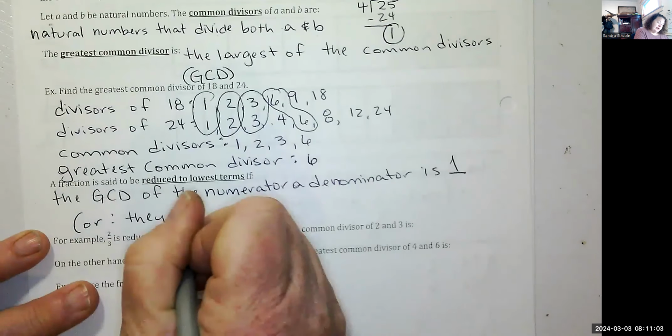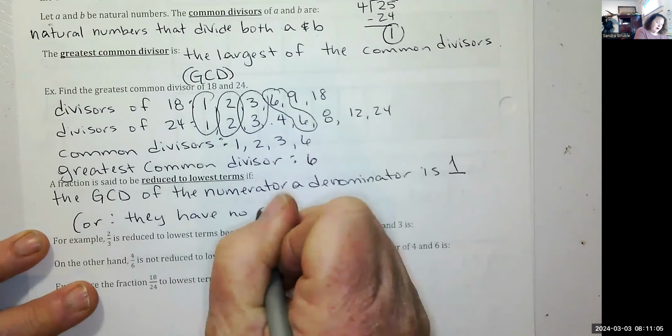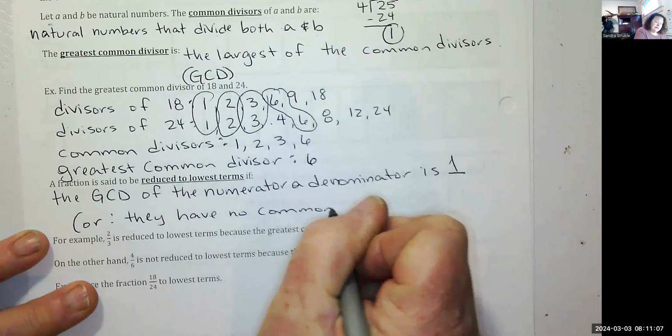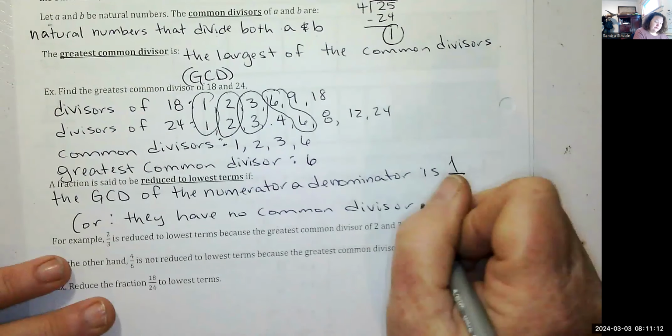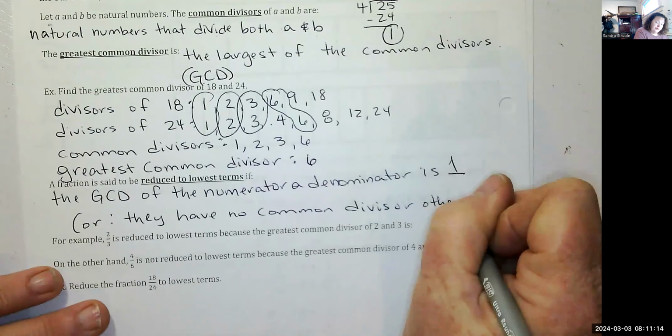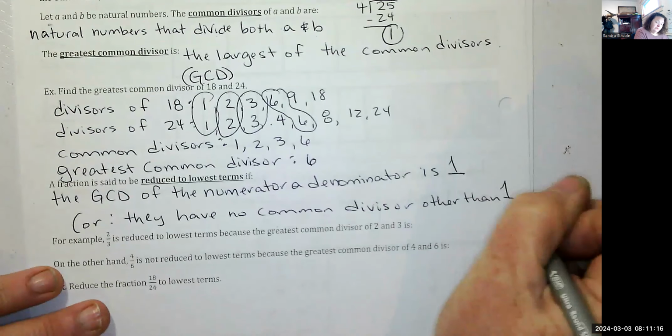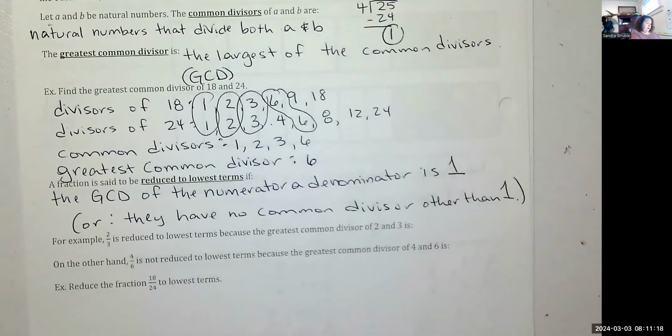Or they have no common divisor. Have no common divisor other than 1 and itself. Other than 1. All right. Let's go for an example.